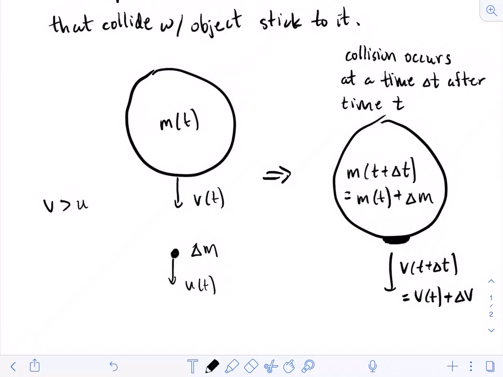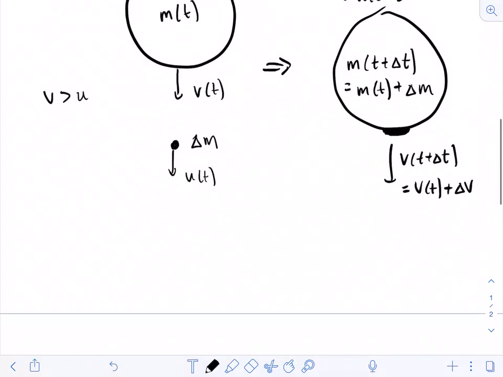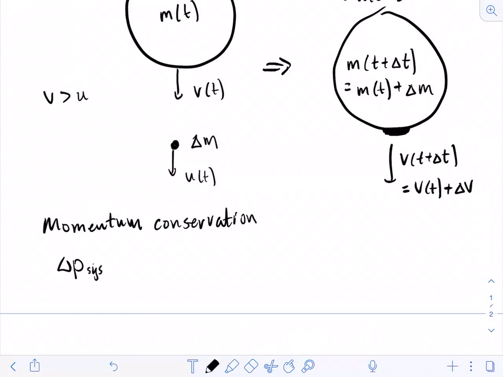Okay, so what we need to do is conserve momentum. So, momentum conservation. The change in momentum of our system will be the final momentum minus the initial momentum. So what's the final momentum? Well, it is the final mass of our object, which is m plus the absorbed mass, delta m, and we multiply that by the final velocity.